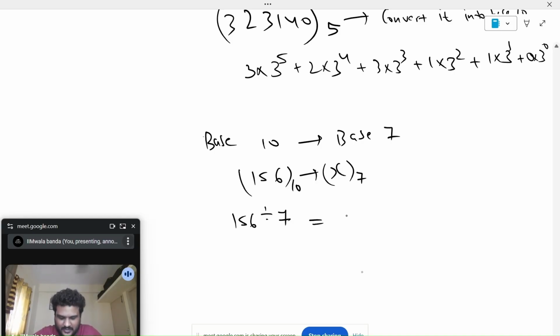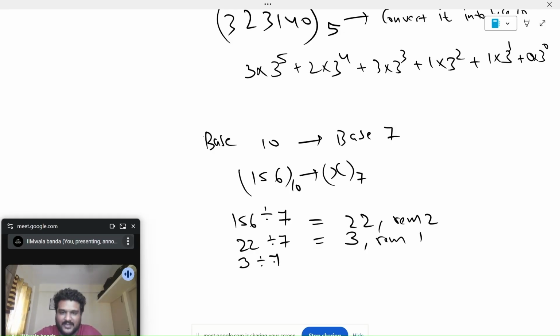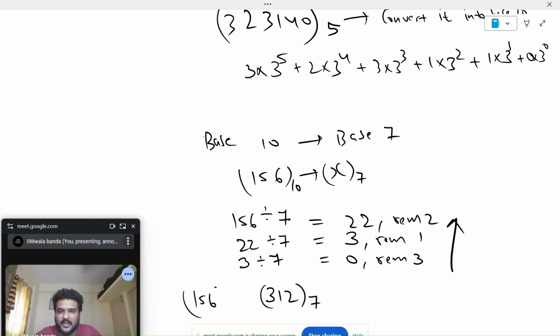So you will get what? 7 2s are 14, and the remainder is 2. Similarly, take 22 divided by 7: 7 threes are 21. Remainder is 1. Now divide 3 by 7. This will give you 0. As soon as you get 0, you can stop, and then from this side, you can say it is 312 in base 7. 156 in base 10 is 312 in base 7. Take your time, absorb it.